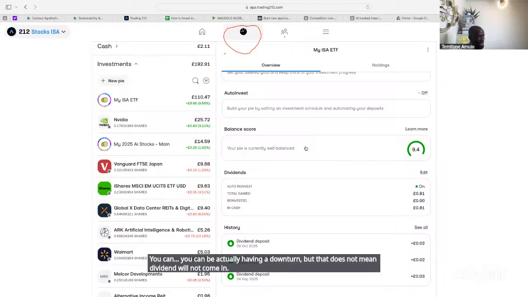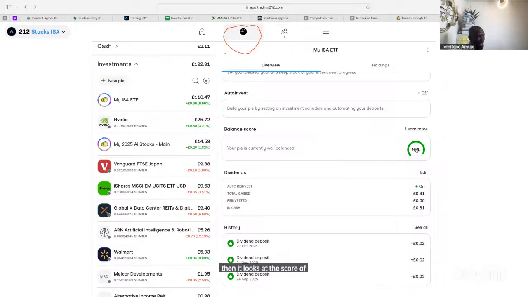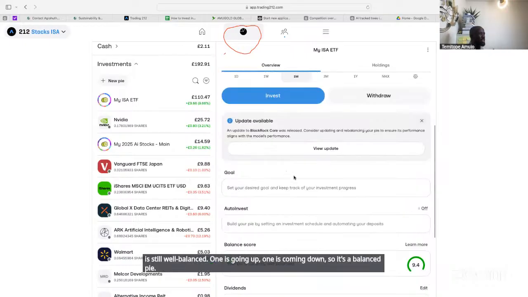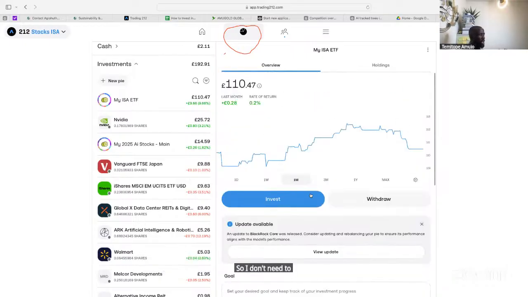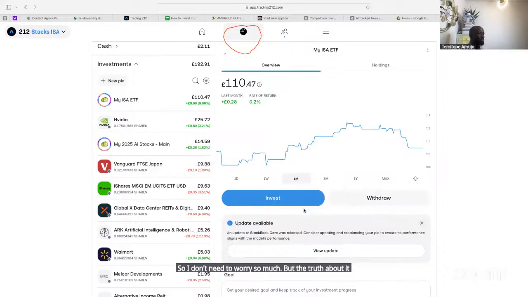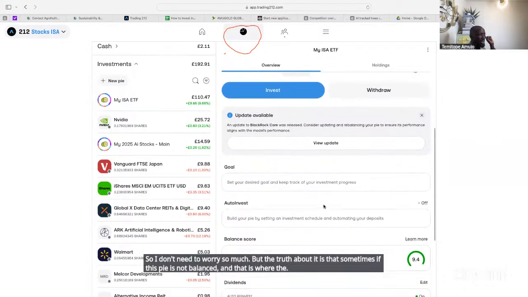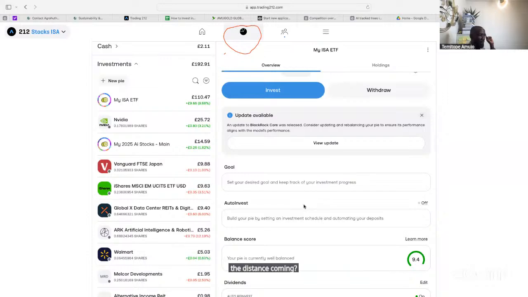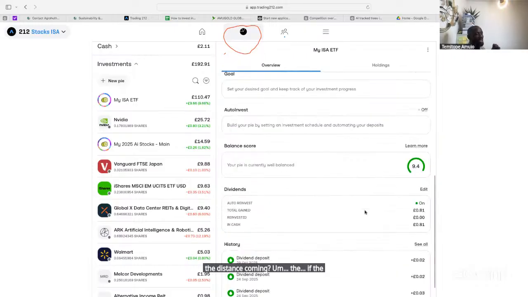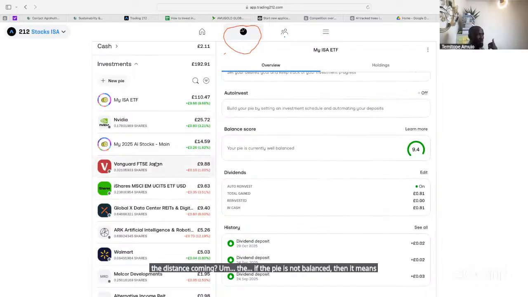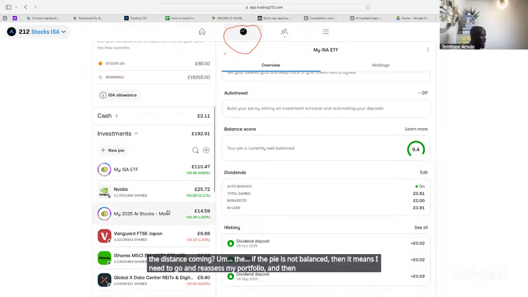Then it looks at the score of my pie. It's 9.4, which means it's still well balanced. One is going up, one is coming down. So it's a balanced pie, so I don't need to worry so much. But the truth is that sometimes if the pie is not balanced, then it means I need to go and reassess my portfolio and do some things with it.